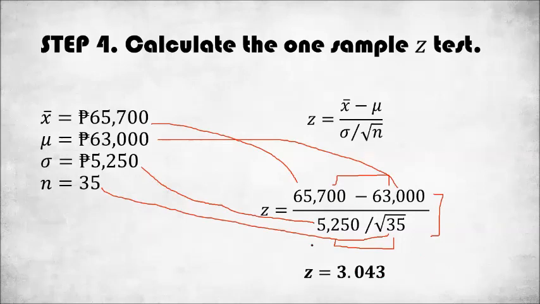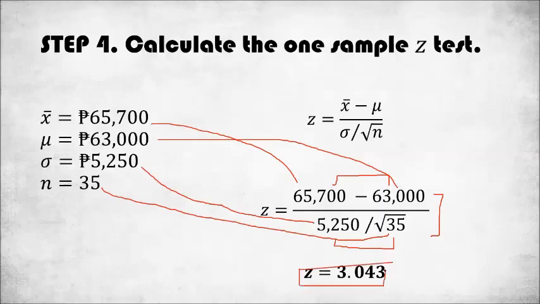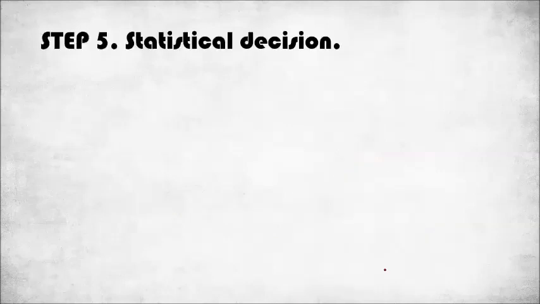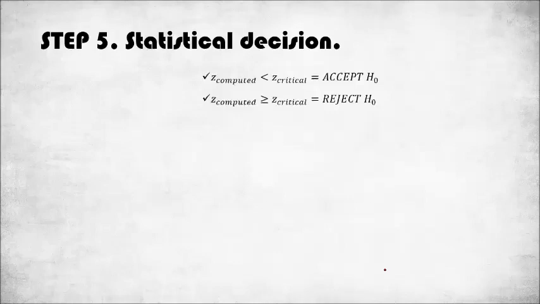So, meron na tayong z-value. Ito yung tinatawag natin na z-computed. And that is 3.043. Okay? Step number 5, statistical decision. Meron na tayong sagot sa step 3. That is 2.326. Meron na din tayong sagot sa step 4. That is 3.043. Ang gagawin na lang natin is to compare yung dalawang sagot natin para makapag-decide tayo whether to accept or to reject. So please be reminded dito para alam nyo kung kailan mag-accept at magre-reject.